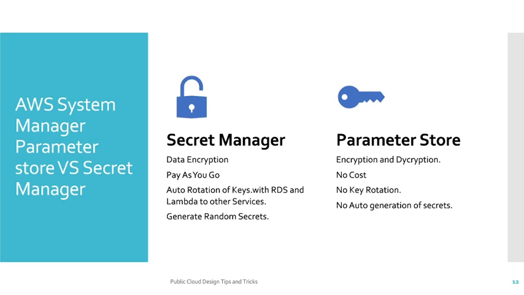Now let's try to understand the difference between Secrets Manager and Parameter Store. Secrets Manager is pay as you go, whereas with Parameter Store you do not have to pay anything. Secrets Manager also auto-rotates keys with RDS, as it has already been integrated with RDS to rotate your keys. And with the Lambda service, you can integrate with other services to rotate your keys. Whereas with Parameter Store, no key rotation is allowed. Secrets Manager also allows you to generate random secrets, whereas with Parameter Store you cannot auto-generate your secrets. That is the basic difference between Secrets Manager and Parameter Store.